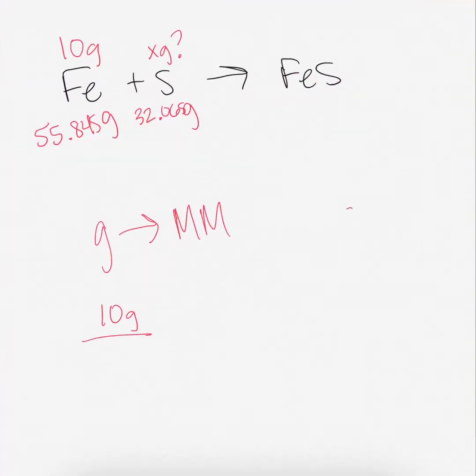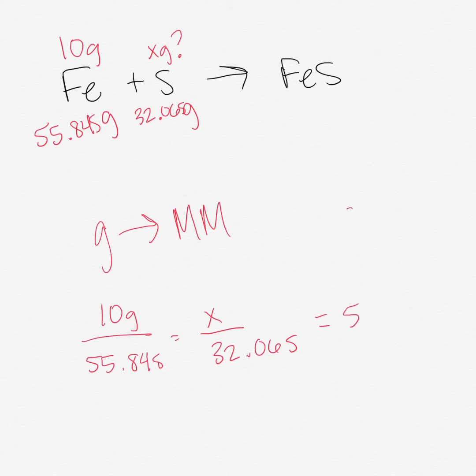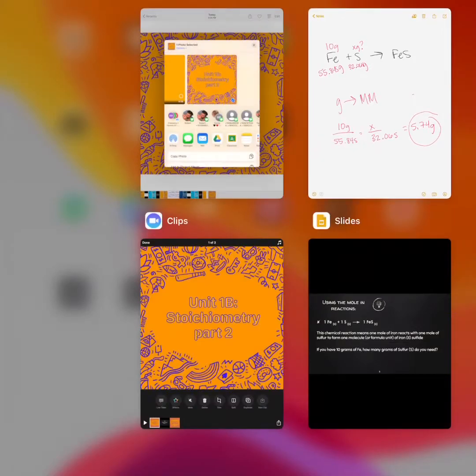So I have 10 grams over 55.845, and then I have X over 32.065. All I have to do at this point is cross multiply and divide. So I'll give you a second, put that in your calculator while I do it on this side. I have 10 times 32.065, and then I'm going to divide by 55.845. And I got 5.74. So that's how many grams of sulfur that I need in this question.